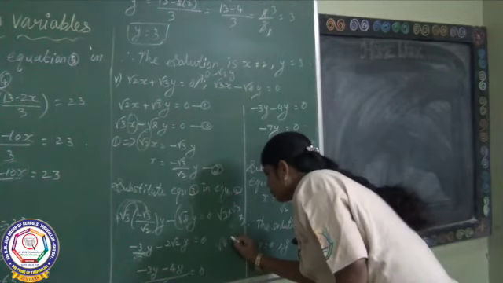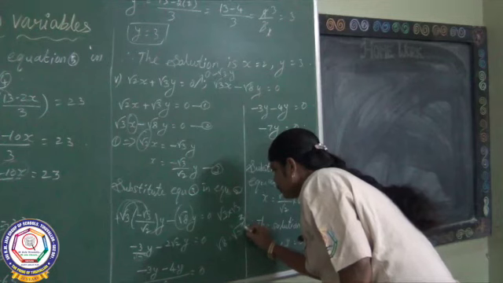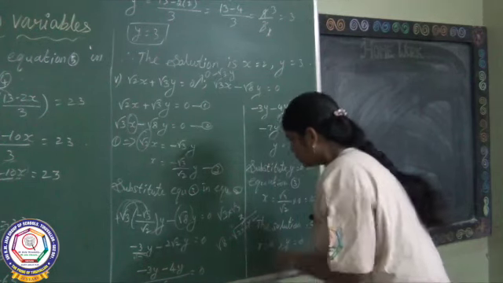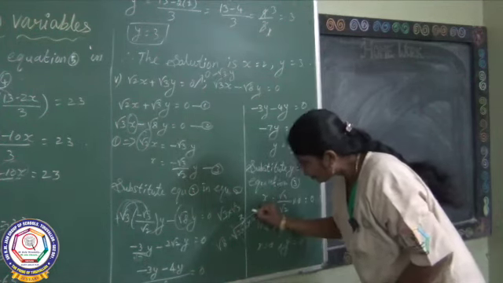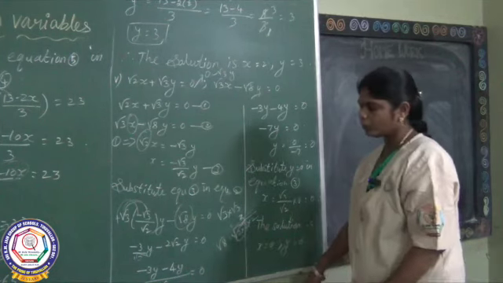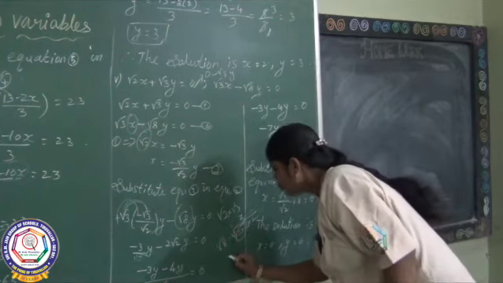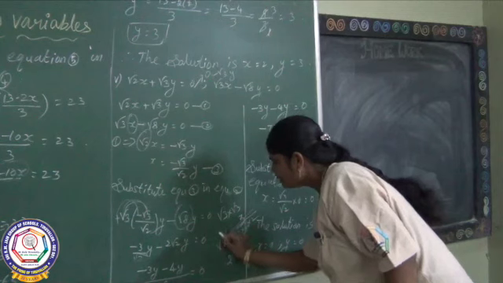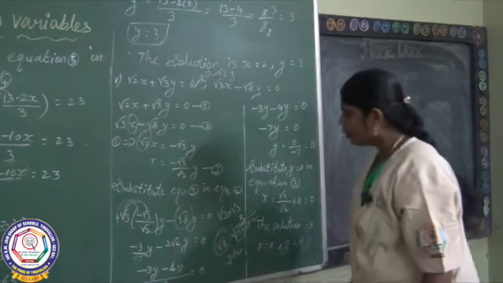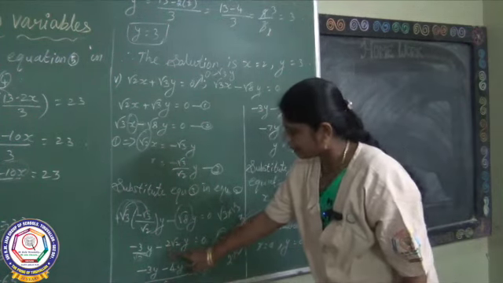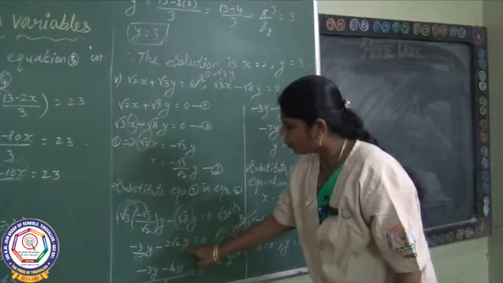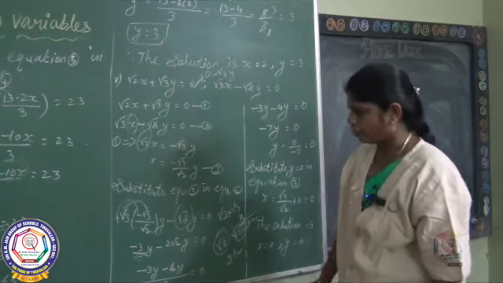Root 8 equal to root of 2 into 2 into 2. Express it first like that. After that, this is a square root, so out of the pair of 2s you take one 2 out. So 2 into root 2. So instead of root 8 you can write 2 into root 2. That's why I applied it here. So minus 2 root 2 y equal to 0.